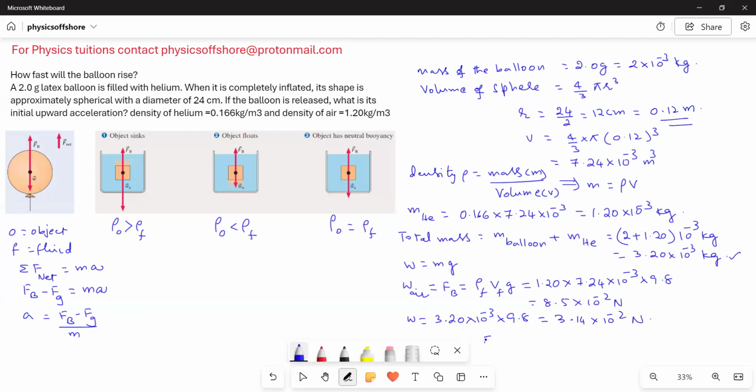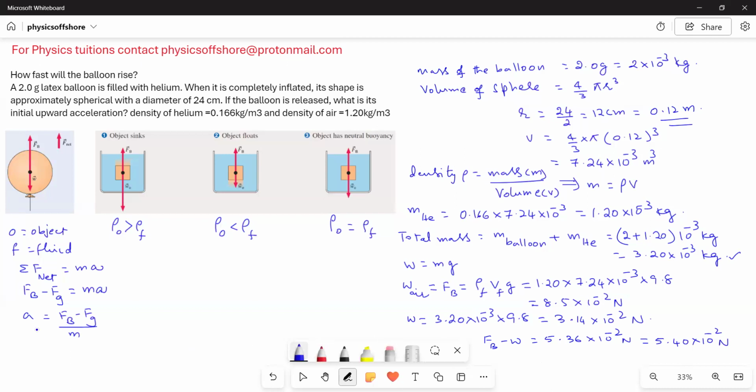So FB minus W is equal to 8.5 minus 3.14. What is the value we are going to get? 5.36 times 10 to the power of negative 2 newtons. We can take this as 5.4, rounding off, so 5.4 times 10 to the power of negative 2 newtons.